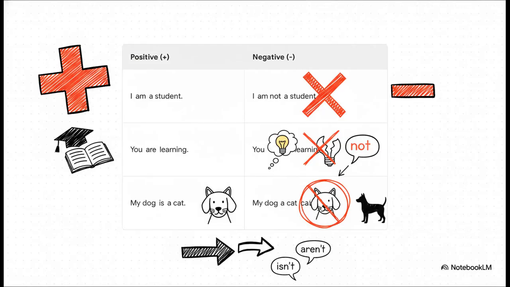See how nice and clean that is? I am just becomes I am not. You are becomes you are not. And the obviously wrong sentence, the sky is green, becomes the sky is not green. The not just slides right in there after the be verb. And of course, this is where we get our contractions, like aren't for are not and isn't for is not.